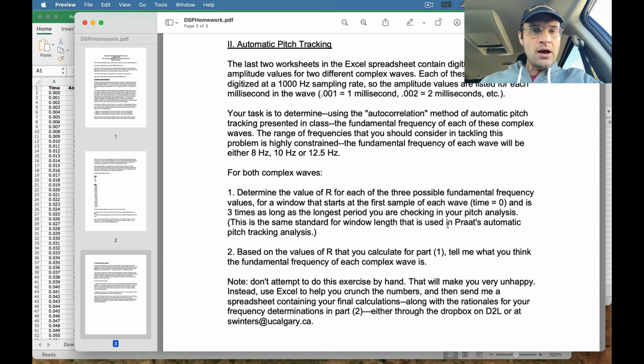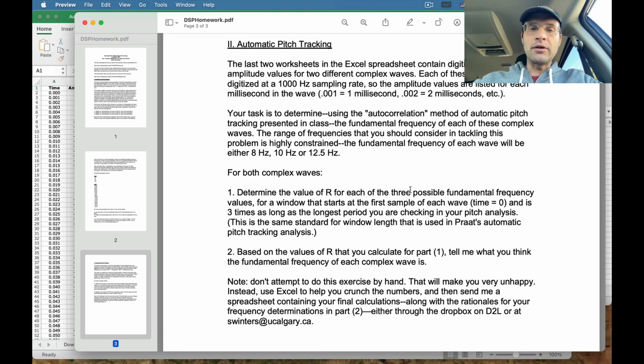So if you remember, basically we had two mystery waves, and we were trying to figure out what the fundamental frequency of these two waves is or would be based on an analysis that only looked at three potential fundamental frequencies of 8 hertz, 10 hertz, or 12.5 hertz. And to figure this out, I wanted you to walk through the process I talked about in the lecture on pitch tracking and determine the value of R for each of these three possible fundamental frequency values.